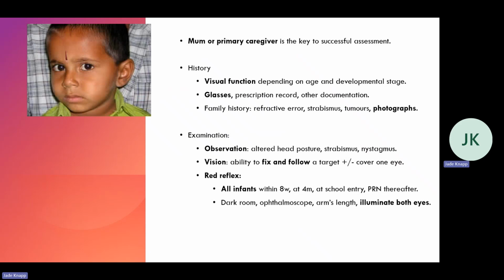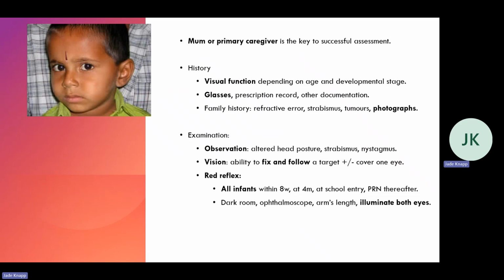And how do we do this? Dark room, ophthalmoscope, roughly at about arm's length. And make sure you're illuminating both eyes at the same time so that you can get a sense of symmetry. If you do one and then the other, you might miss something. And you don't need them dilated. If the room's dark enough, you'll get a red reflex.